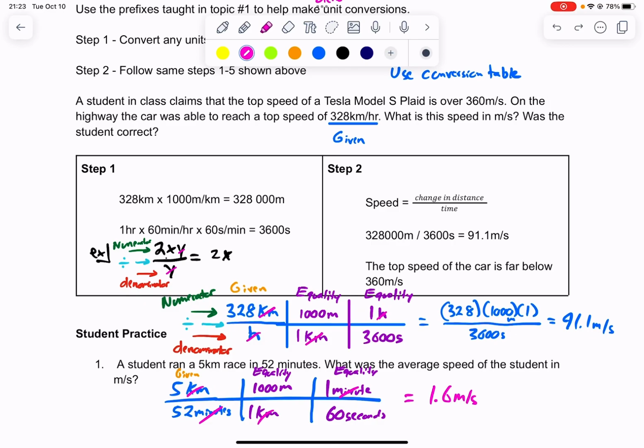So this information that you see here is the given information, which I've written here. So 328 kilometers per hour. That "per" just means that you're dividing by that value. So 328 kilometers per hour means 328 kilometers for every hour. So what you wind up doing is you just write down the given information. Here I have 328 kilometers per hour.